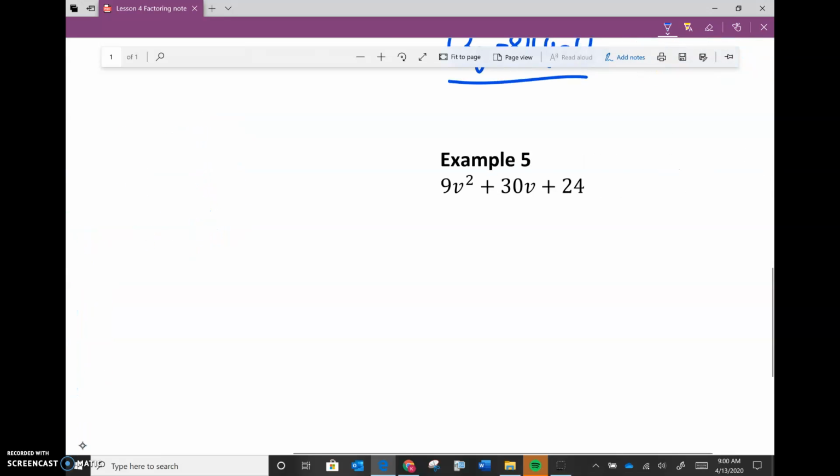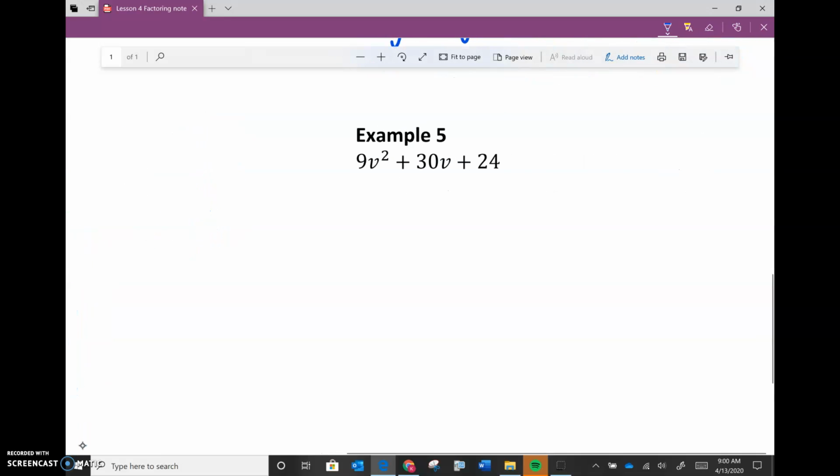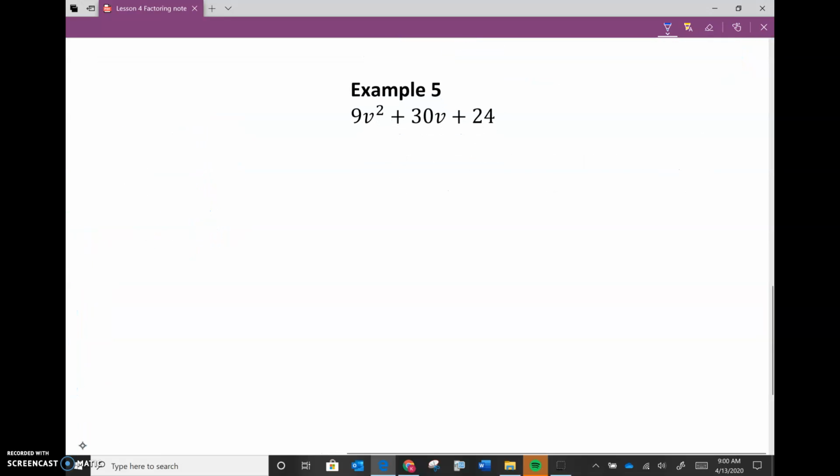All right, lastly, number 5. Okay, so remember the first step in factoring that we looked at was you always want to look for a common factor first. If there is a common factor, you're going to have to factor it out eventually. So you might as well do it in the beginning. It makes your problem a little bit easier to factor. So if you look at all 3 terms, they do have a common factor of a 3.